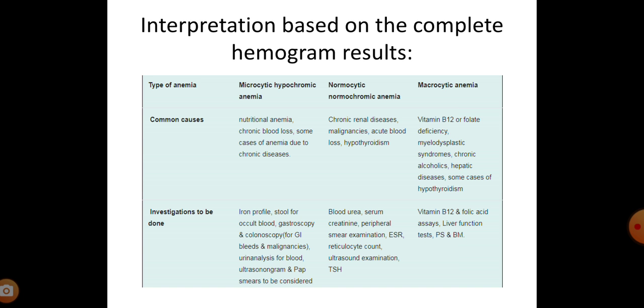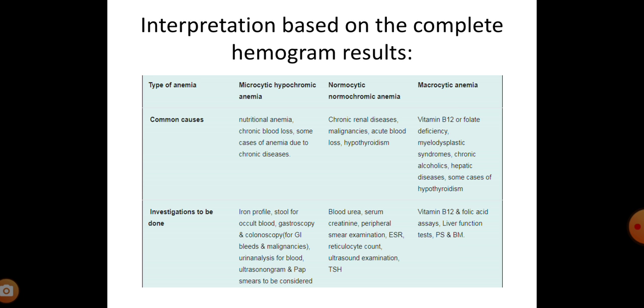And the interpretation based on complete hemogram. So what are the different types of anemia? This is also another important question in your viva. One is microcytic hypochromic anemia, normocytic normochromic anemia and macrocytic anemia. So what are the common causes of microcytic anemia?